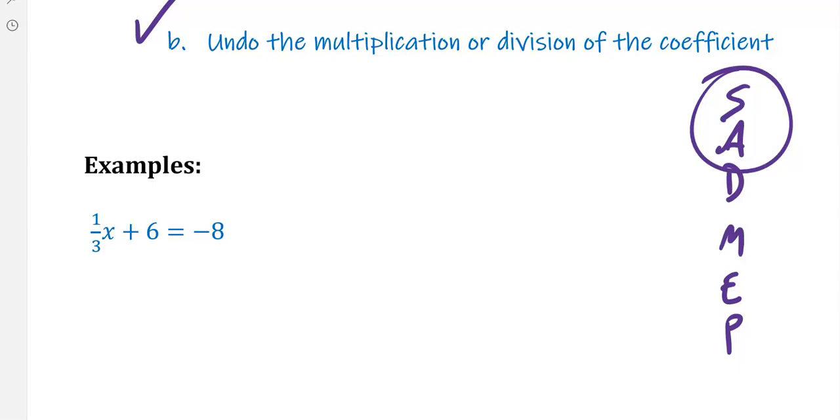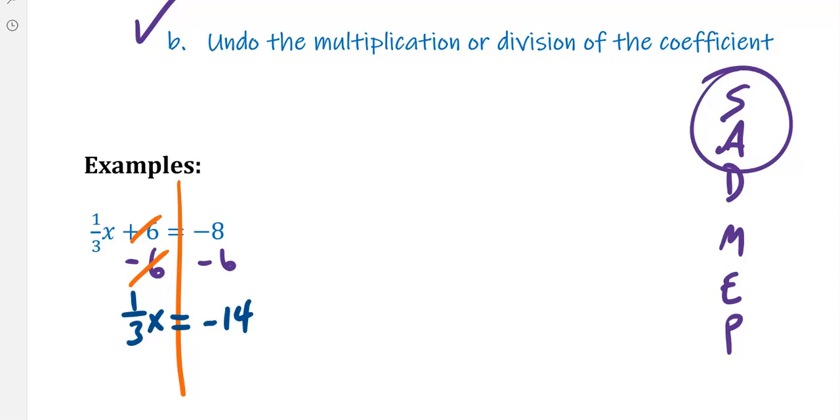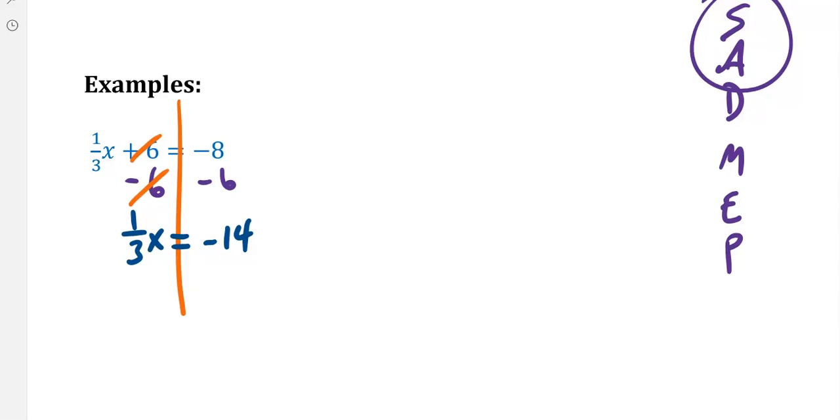And here we can see there is a 6 being added, so we would subtract 6. We're going to subtract 6, and we're going to do that to both sides of our equal sign. Now, +6, -6 cancel each other out, and that leaves us with 1/3 x equals, now what is -8 minus 6? That's -14. If you're wondering why, just remember, subtraction is adding the opposite. Now, 1/3 times x equals -14.